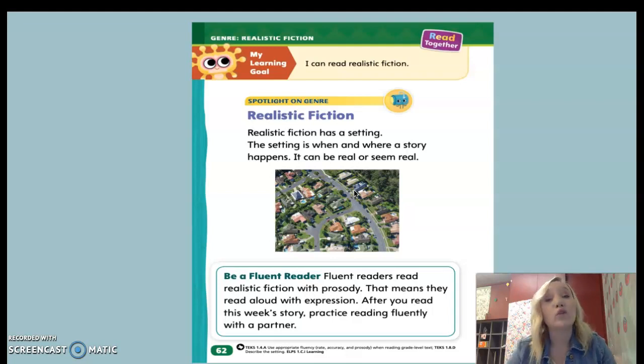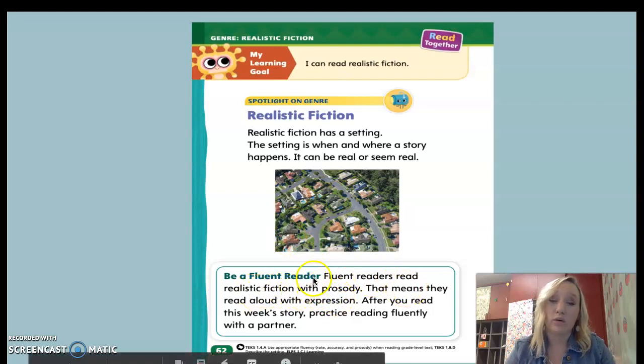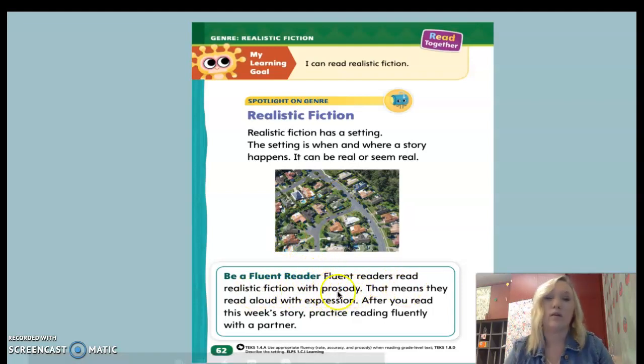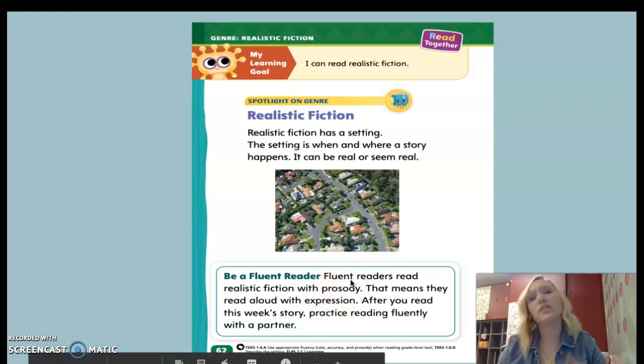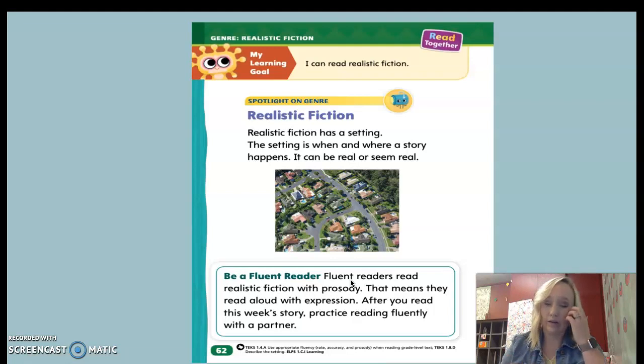To be a fluent reader, fluent readers read realistic fiction with prosody. Prosody. Okay, that means that they read aloud with expression. So we're also going to make sure that we're working on that as a goal this week.